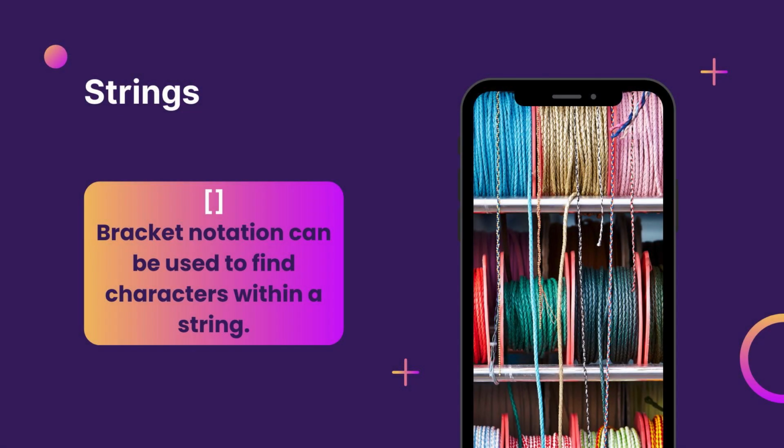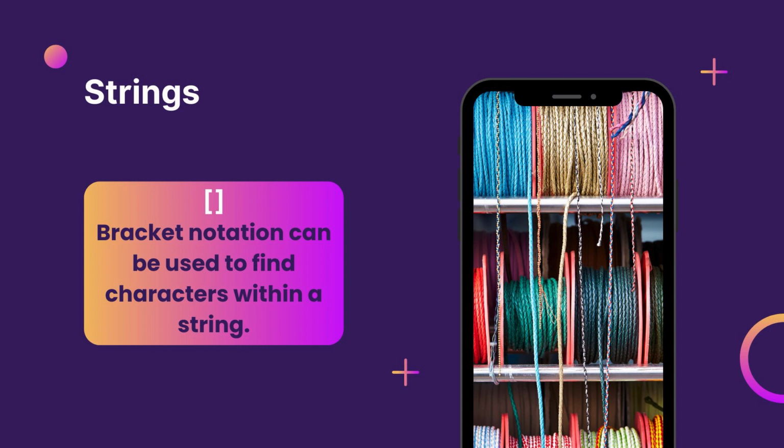Sometimes when you're working with strings, you may find you want to find a certain character of the string. To find a certain character within a string, we can use what's called bracket notation. This is represented by 2 square brackets. As I mentioned, JavaScript uses zero-based indexing, which means the first character of the string will be found at the index of 0. So using this approach, we can find the character at any specified index within a string.